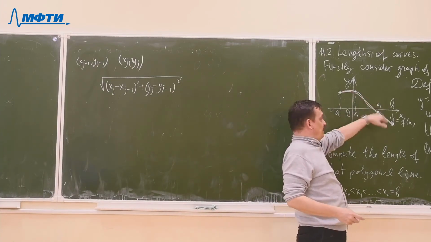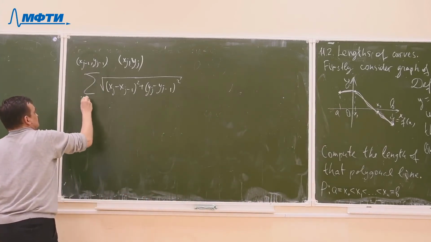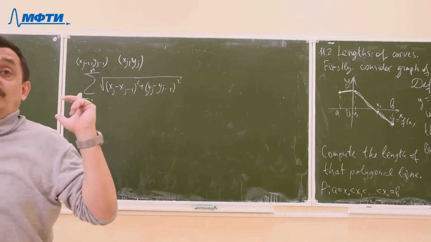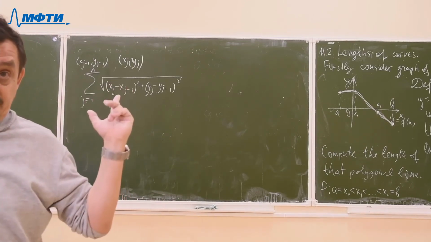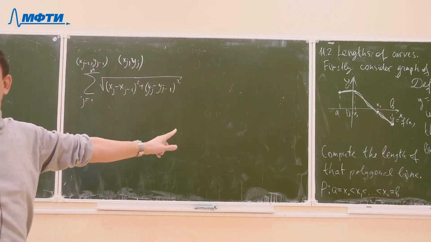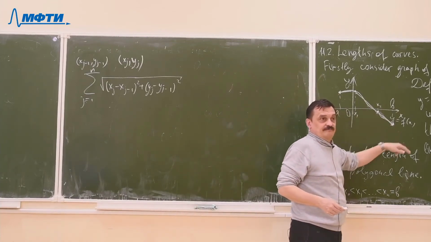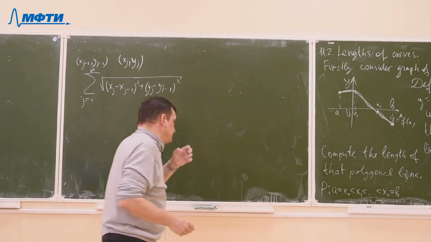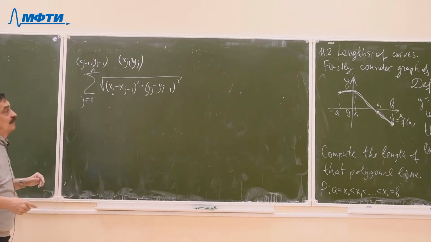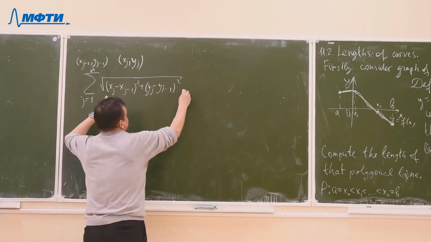And then we add all of them. So that is precisely the length of our polygonal line, the length of an arbitrary polygonal line which is inscribed into our graph. Now look. What will I do with it?